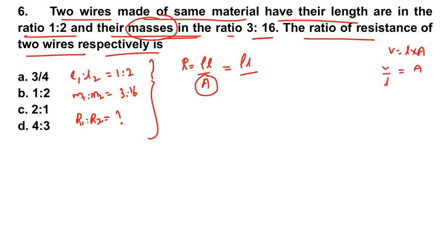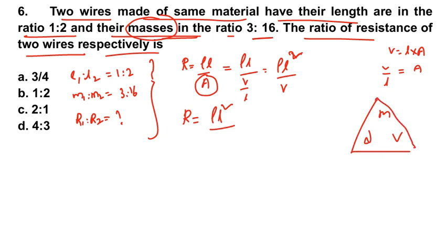So volume by length means, substituting, you get rho L square by volume. You need to simplify this further in terms of masses: R equals rho L square by volume. So volume can be written using the mass, density, volume triangle.